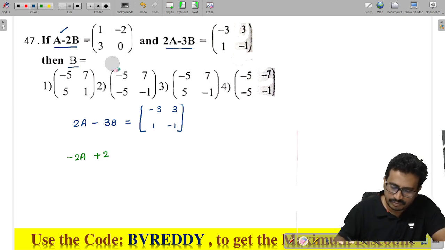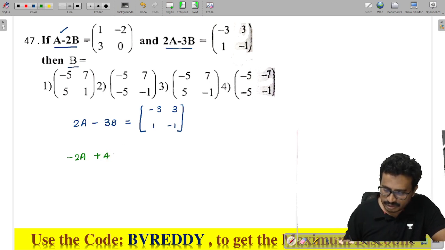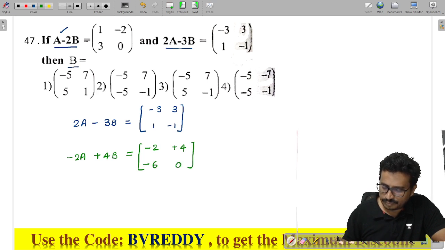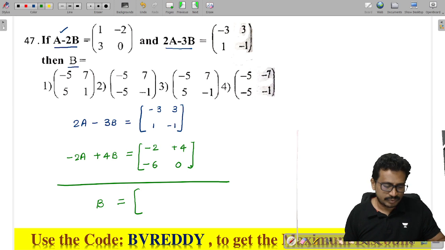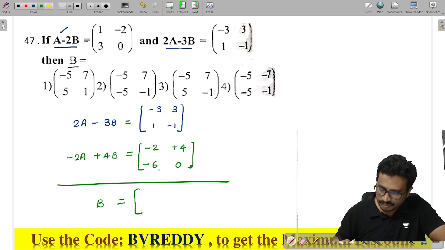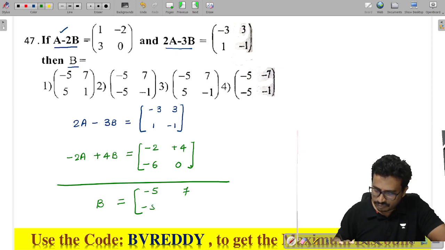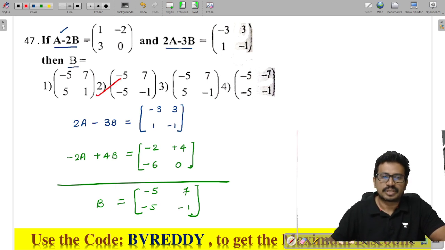We are multiplying with minus 2. Then it becomes minus 2a plus 4b. And what I will get now, minus 2 here, this is minus 2 plus 4, minus 6 and 0. Now if we add these two, we can directly get b. So that is minus 5, 7, minus 5, minus 1. So what's the option you can see? Second option.